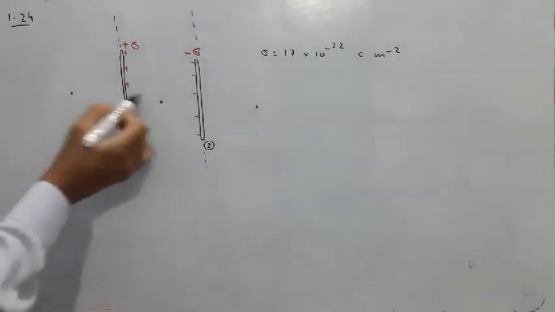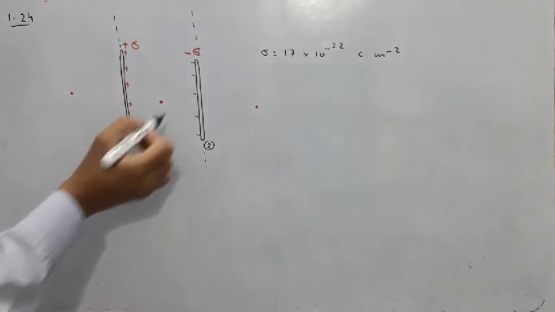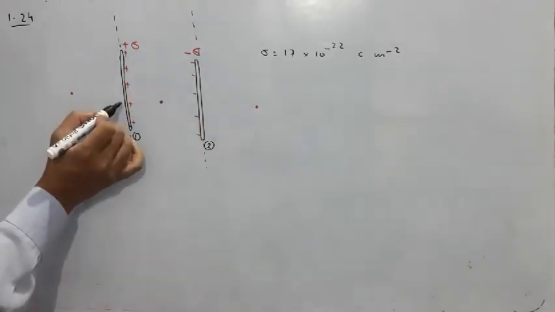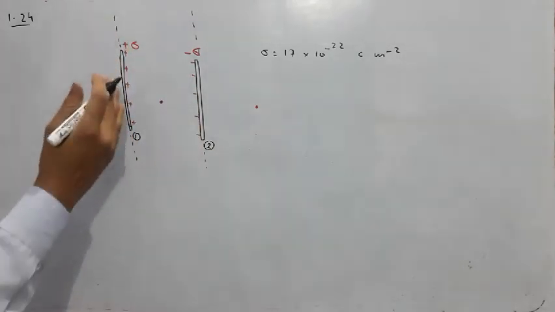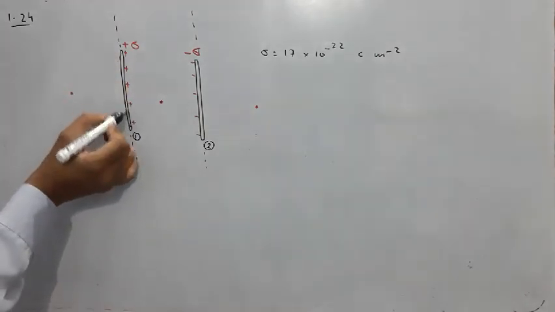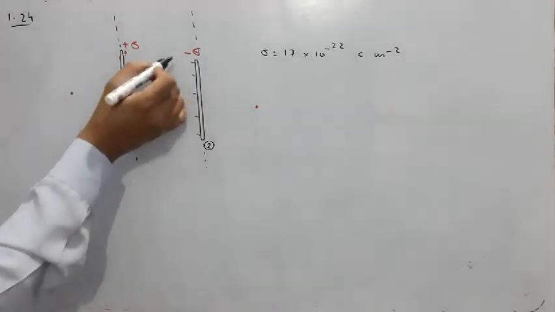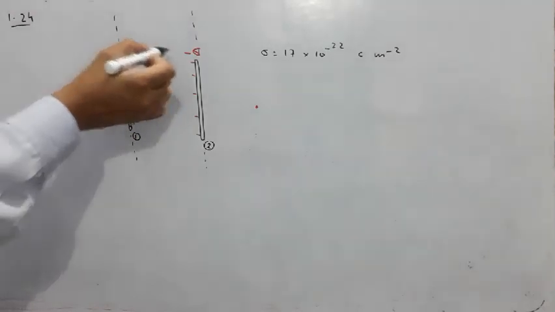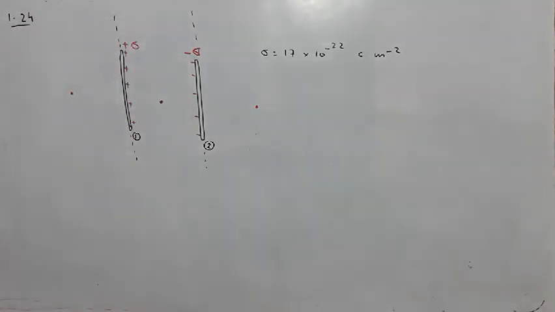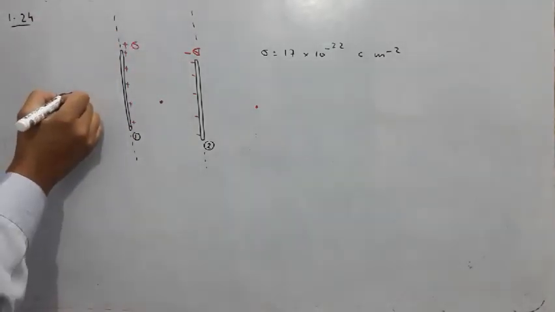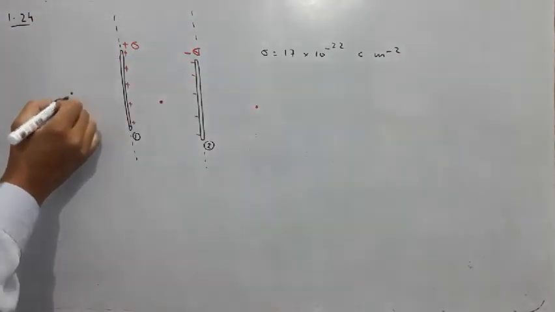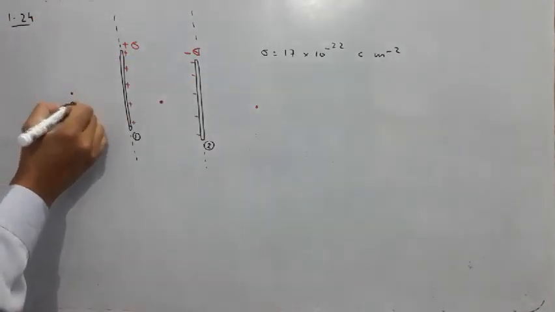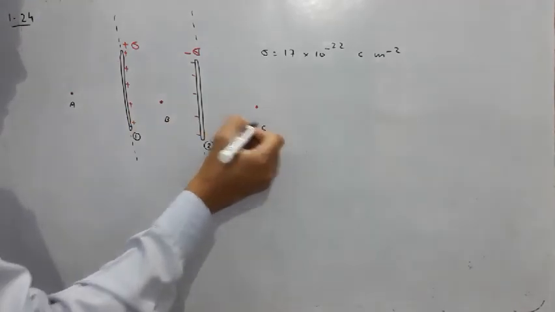The 3 regions are this, this and this. So there are two metal plates. It is given that the charge is present only on one of the faces, that is the inner faces. So this is positively charged, this is negatively charged. It has a positive surface charge density, it has a negative surface charge density. You have to find the electric field in this region, this region, this region. Let me write this region as A, this region as B, and this region as C.